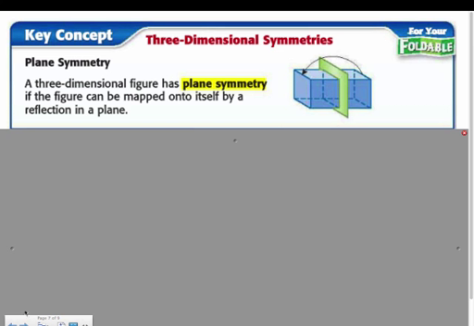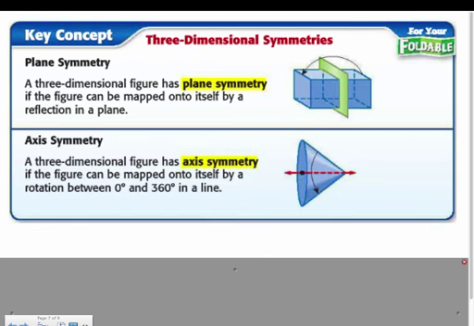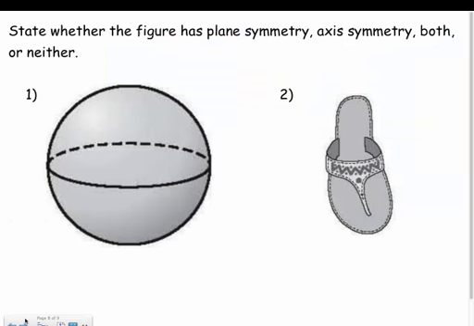Last couple things. We also have plane symmetry, which basically means if I can take a sheet of paper and cut an object directly in half, it would have plane symmetry. And we have axis symmetry, where if I stuck a pole or a pencil in a shape and spun it, like this cone here, I stuck a pencil in the middle of it and started spinning it around in circles, as long as it would keep the same shape as I spin, it would have axis symmetry. So take a look at these 2 objects here quick.